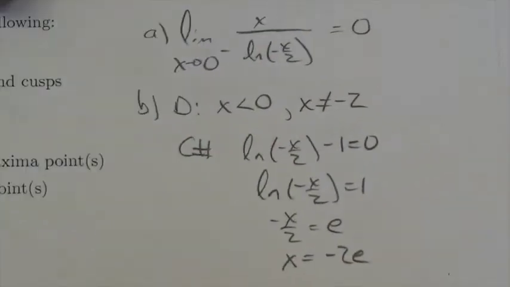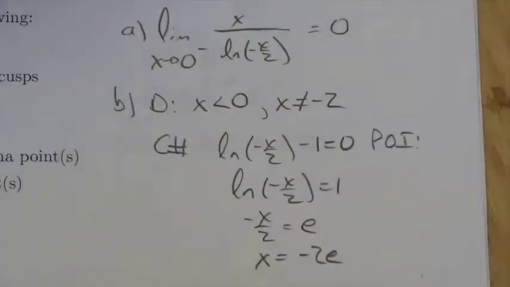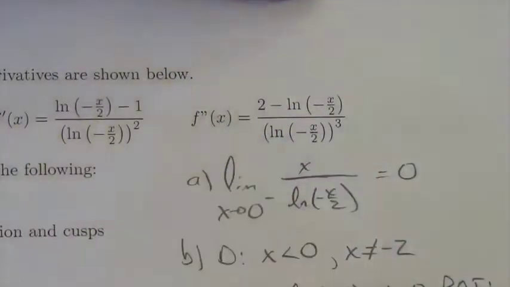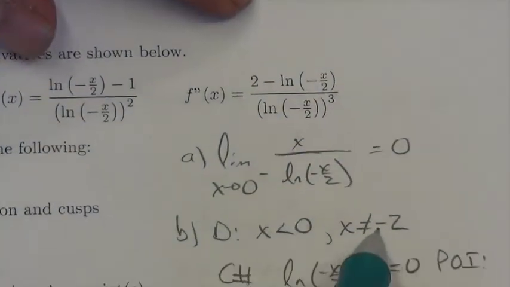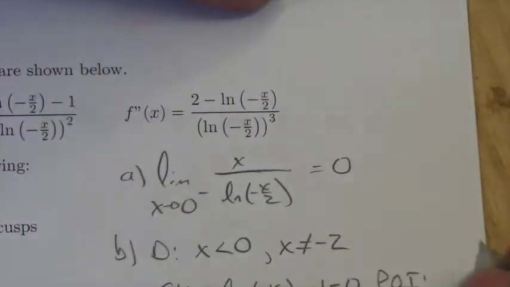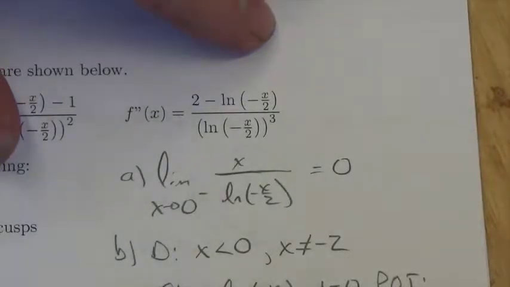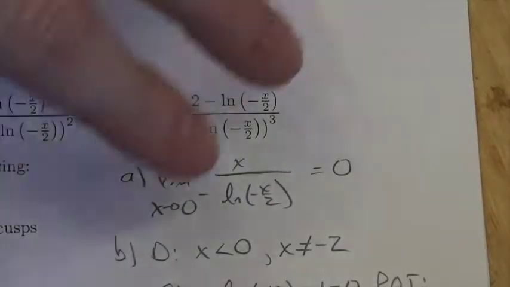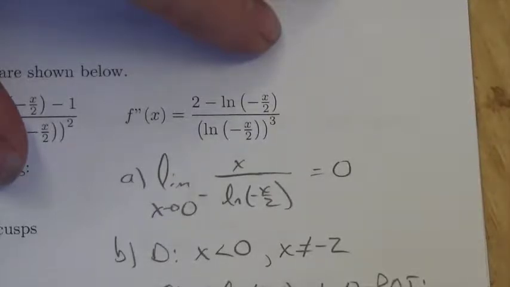Now, I'm going to look for points of inflection. I'll fit this into the side here. I know that's pretty tight there, but either way. Look at my second derivative. My second derivative is going to be undefined when x is equal to negative 2, but again, that's not in the domain of the function, so I don't even worry about it. So I'm going to look at where the numerator goes to 0. So 2 minus the natural log of negative x over 2 equals 0, and I know that's tight. Bring the natural log over. 2 is equal to the natural log of negative x over 2. Convert to the exponential. e squared is equal to negative x over 2. And so I'm going to get this negative 2e squared.